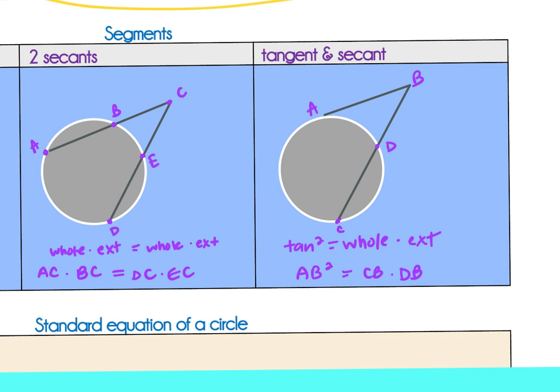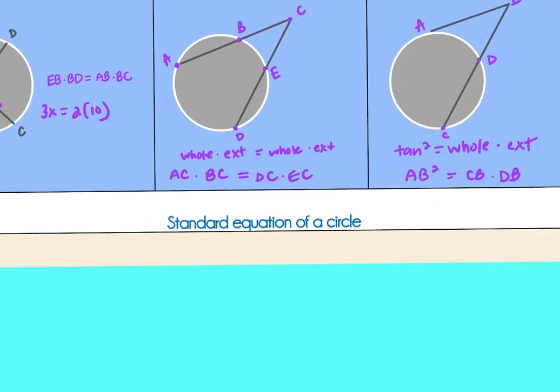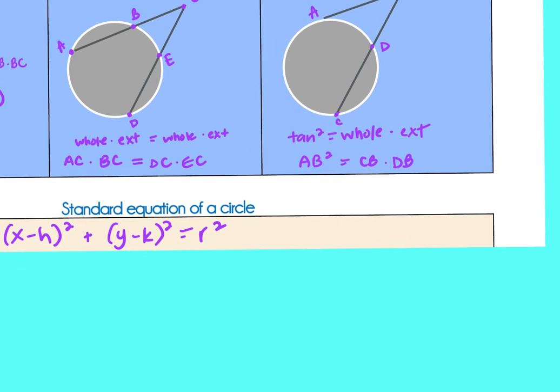All right, then you had the standard equation of a circle, and this is x minus h squared plus y minus k squared equals r squared, where h, k was your center, and the radius is r.